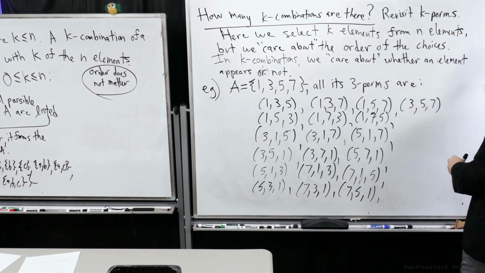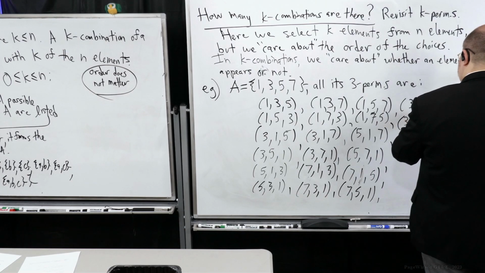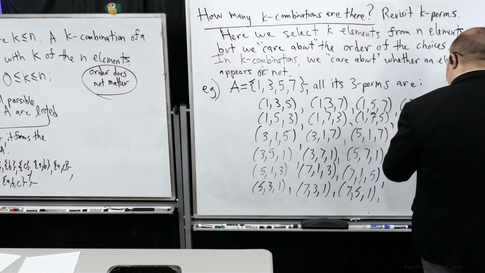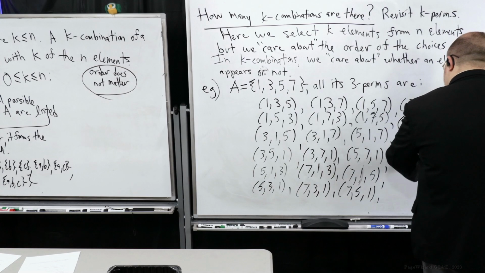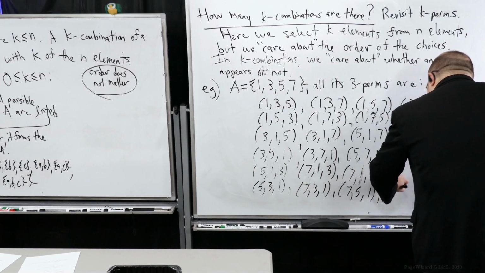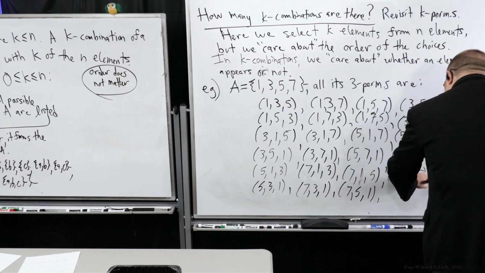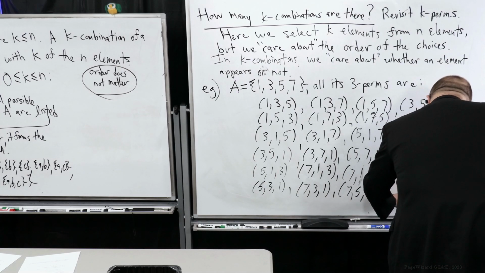Final column. We have 3, 7, 5. I'm just swapping 5 and 7. Next, I'm going to put 5 into the lead: 5, 3, 7. Then I have 5, 7, 3. Then I'm going to put 7 in the leading position. I'm going to have 7, 3, 5. And then I'm going to have 7, 5, 3.